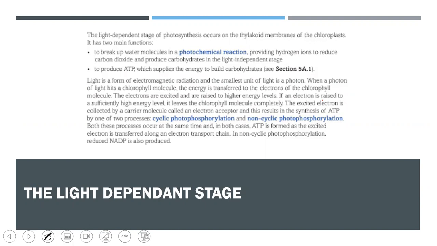And as they gain energy, they go from a lower energy level to a higher energy level inside the atom. So what is going to end up happening is that if the electron gains enough energy, it will end up leaving the chlorophyll molecule completely, because it will become delocalized. This delocalized electron or excited electron will then be collected by an electron acceptor. An electron acceptor will take this electron, and this electron will then be used for cyclic photophosphorylation and non-cyclic photophosphorylation.